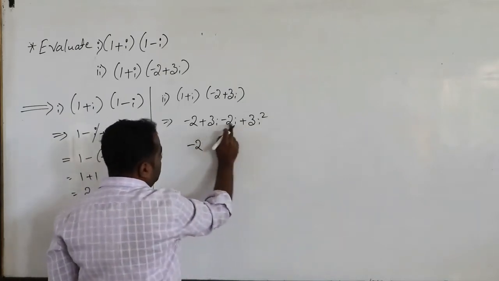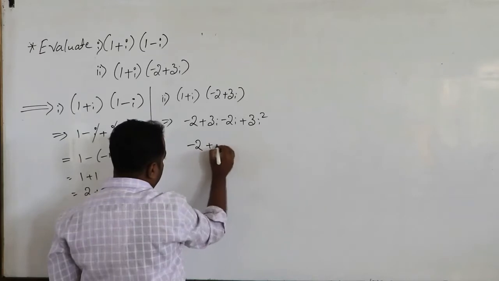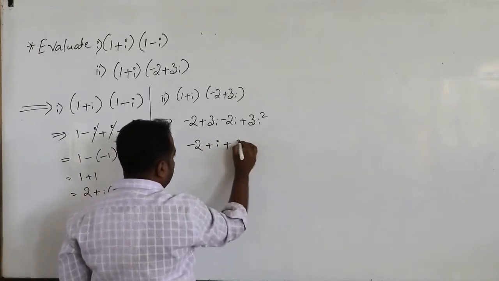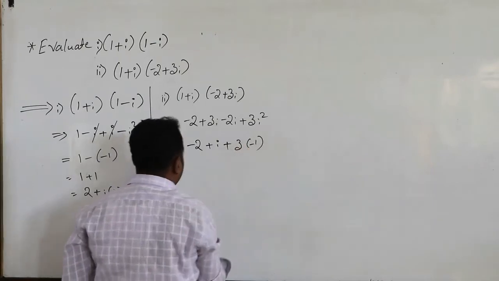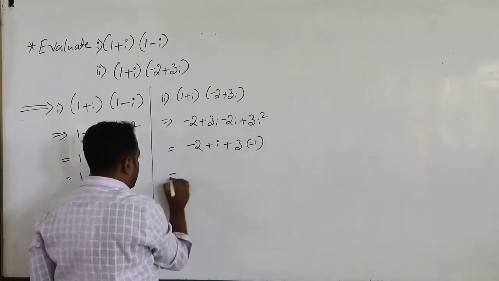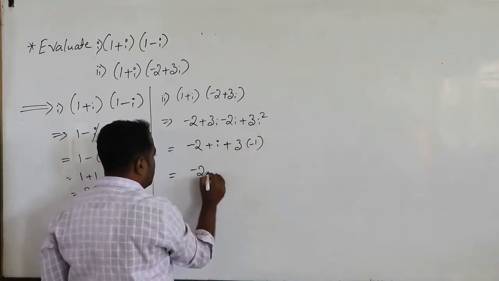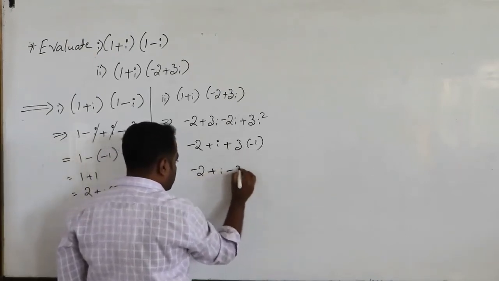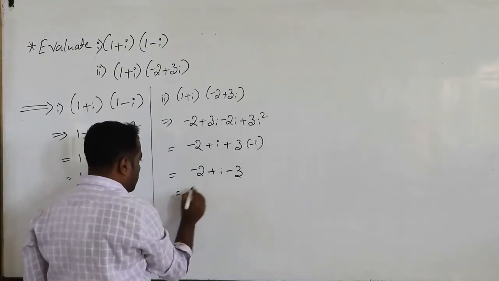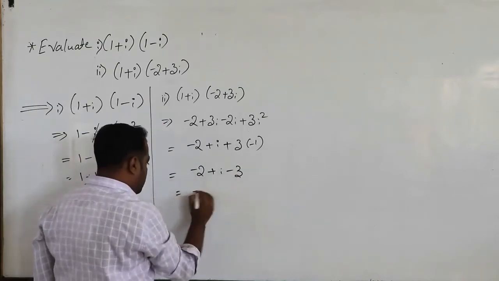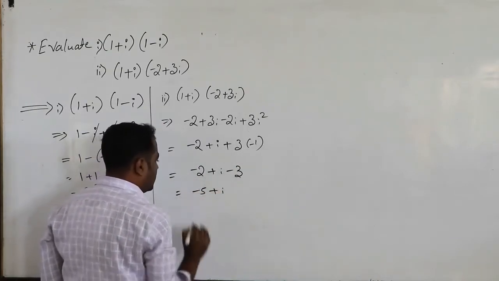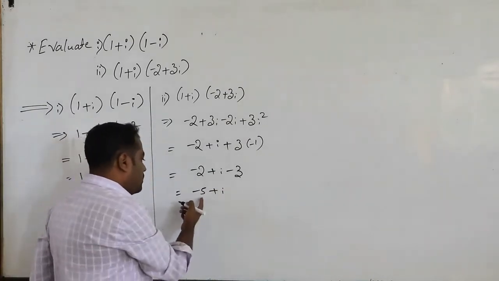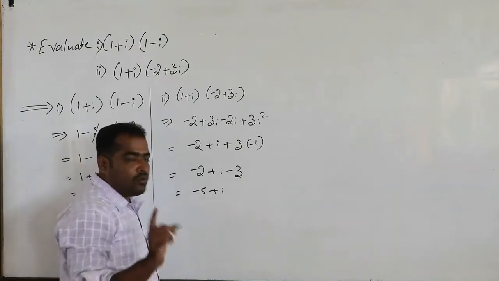3 times i minus 2 times i, again 1 time i. Plus i square value minus 1, minus of 1. Minus of 2. Plus i, plus into minus of 3. Minus 2 minus 3, minus 5, plus i. In the form of a plus ib, a value minus 5 and b value 1.